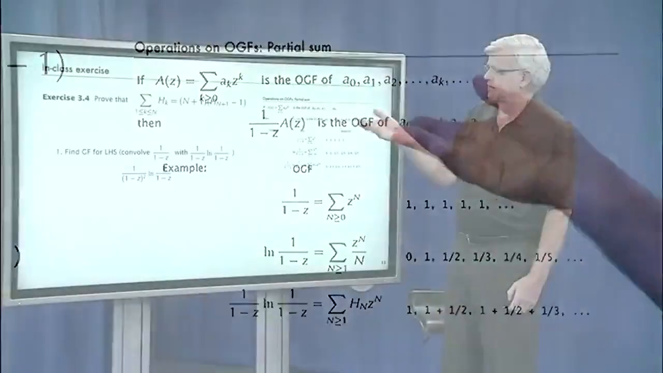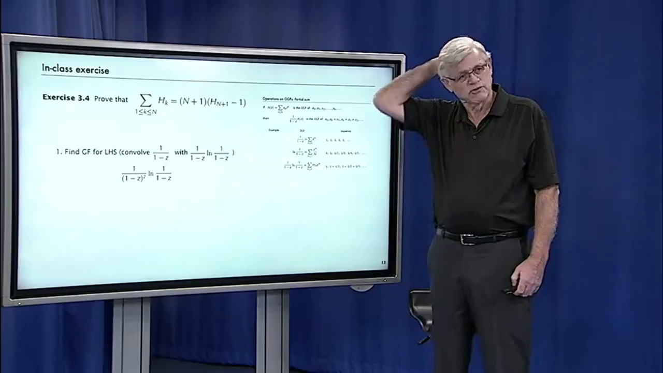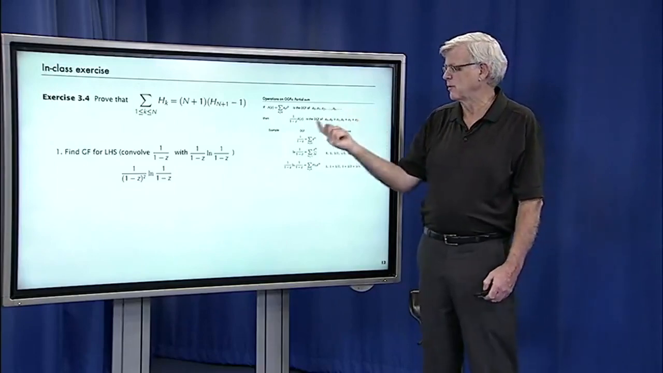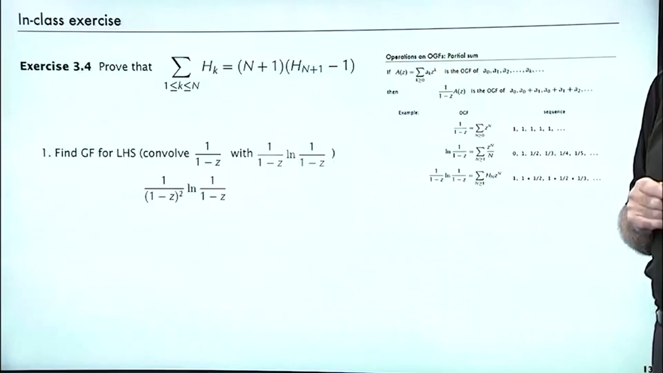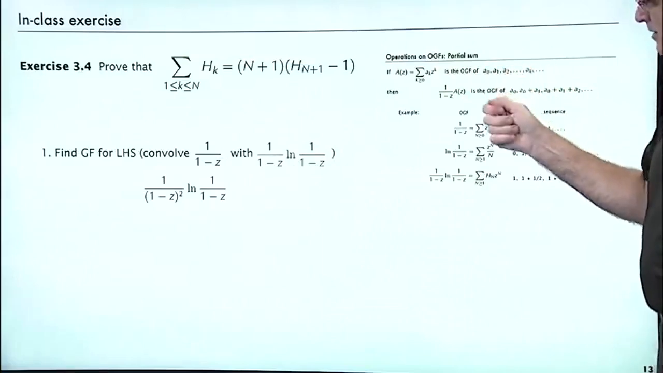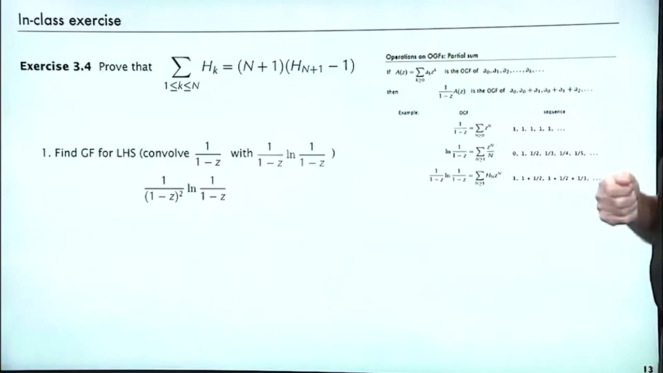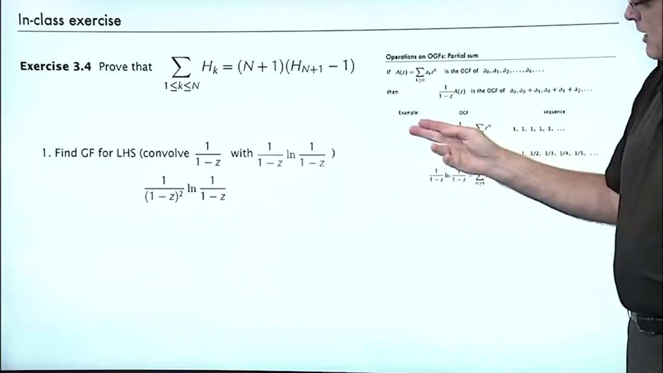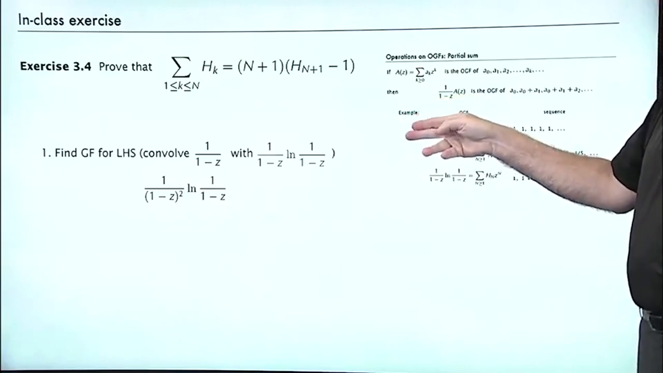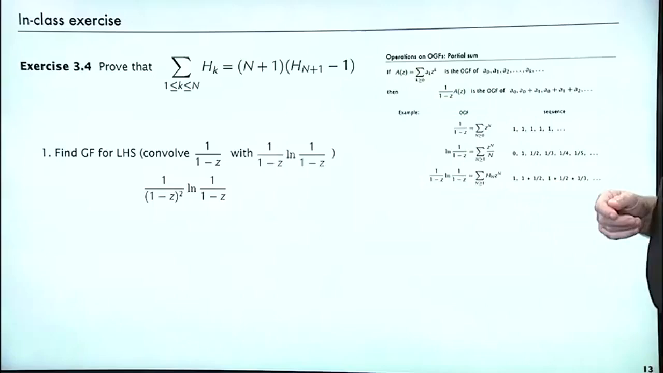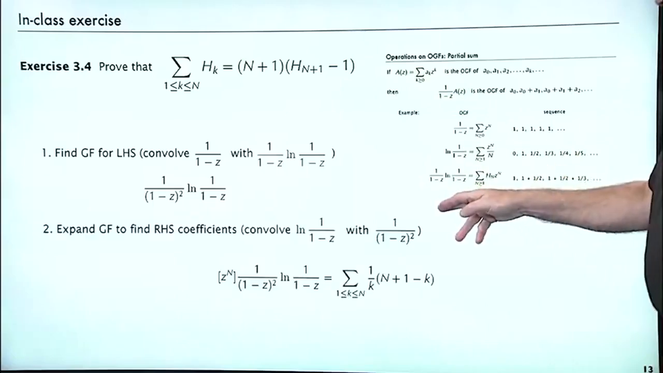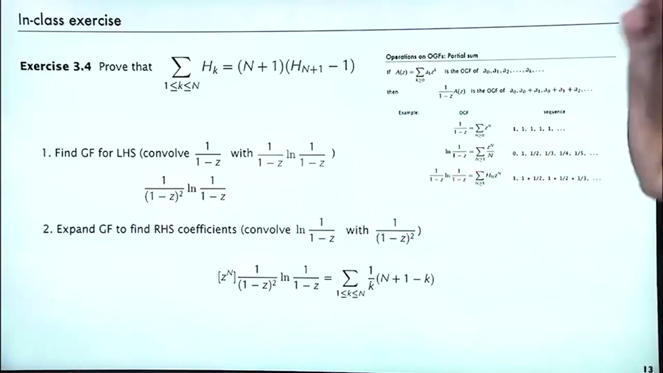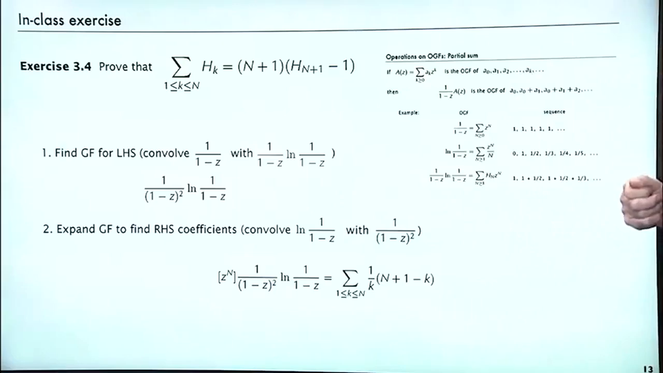So what's the generating function for the left-hand side? Well, we know the generating function for the harmonic numbers. That's 1 over 1 minus z times log of 1 over 1 minus z. If we multiply that by 1 minus z, then we get the generating function for the sum. So first, that gives us the generating function for the left-hand side. Now what we want to do is extract coefficients from that generating function in a different way. And what we'll do is convolve natural log of 1 minus z with 1 over 1 minus z squared to get the coefficients.